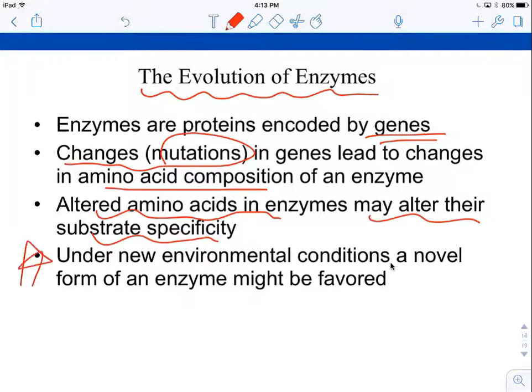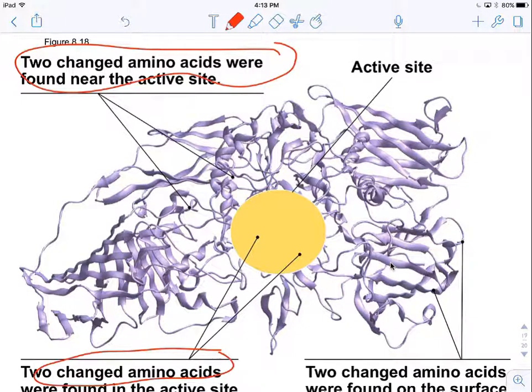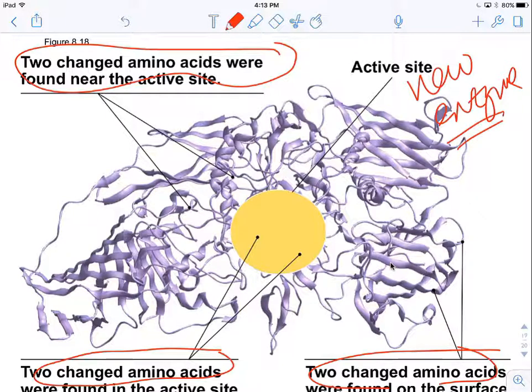Okay, so under new environmental conditions, a novel form of the enzyme might be favored. So something that just kind of spontaneously happens could be a better fit for one of the reactions. Okay, and so here, if we change two amino acids found in the active site, and change two amino acids found on the surface, now we have a whole new enzyme, which can have new functions and catalyze new reactions.